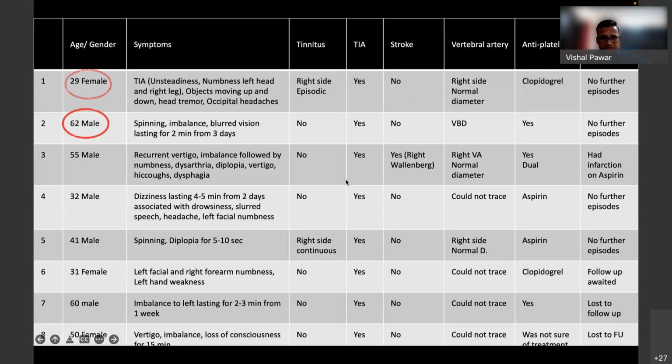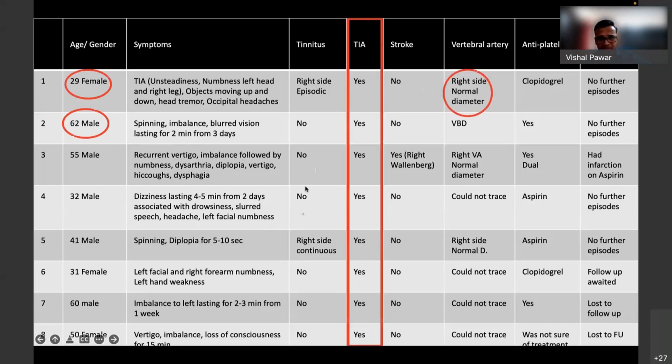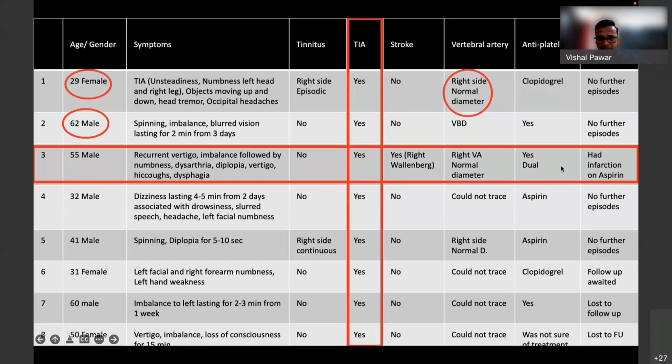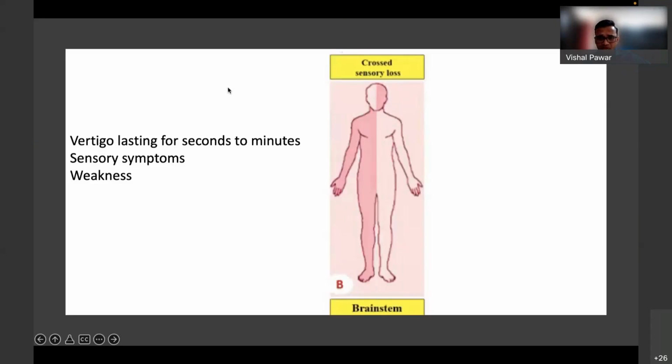And this is my series where the age range was 29 to 62 years, and all the patients had transient ischemic attack. One patient had infarction, and even in patients with a normal caliber artery, this particular thing can happen. A normal caliber artery can also compress the brainstem and lead to this transient ischemic attack. Just starting the treatment with aspirin or clopidogrel is enough to prevent the attacks. Of course, some patients might need dual antiplatelet therapy based on the severity of symptoms.